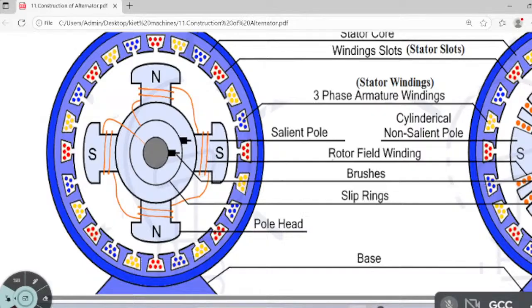What is the name of the principle? Faraday's laws of electromagnetic induction, whether it is a DC generator or an AC generator. The name of the principle is Faraday's laws of electromagnetic induction. A DC generator works with Faraday's laws of electromagnetic induction. An AC generator, that is an alternator, works with Faraday's laws of electromagnetic induction.